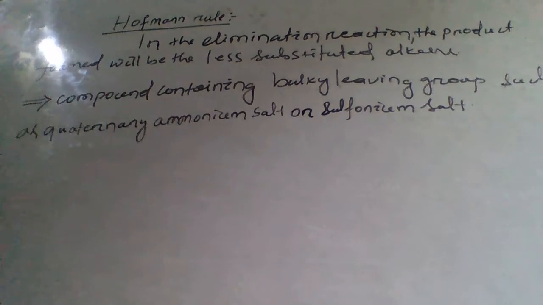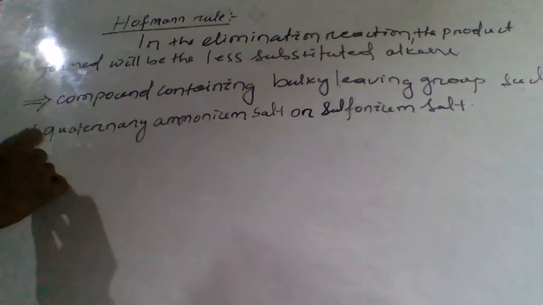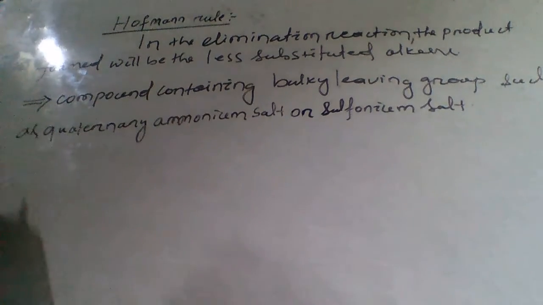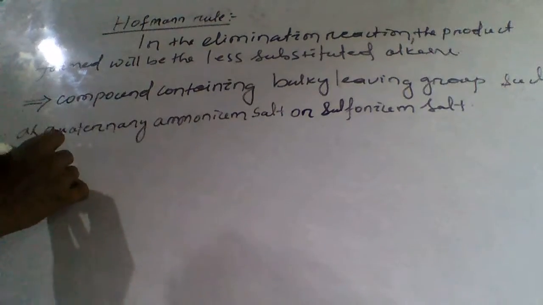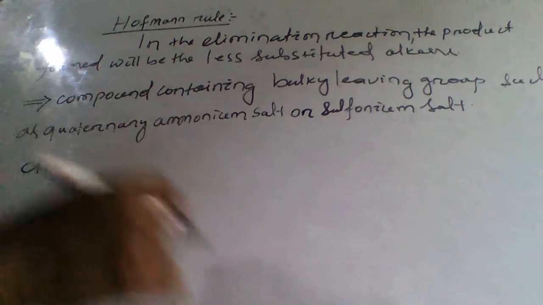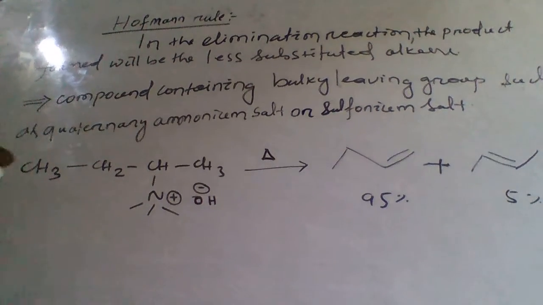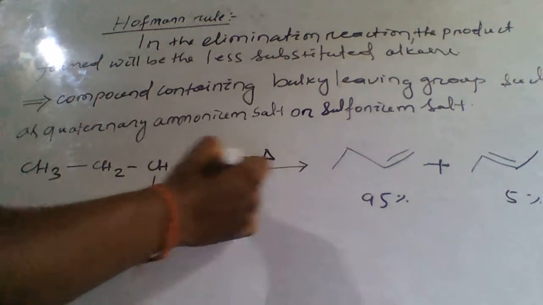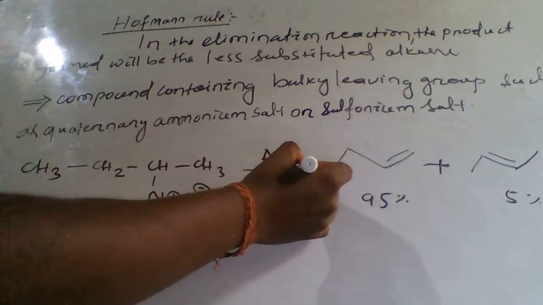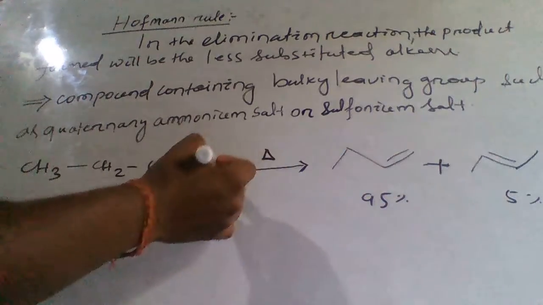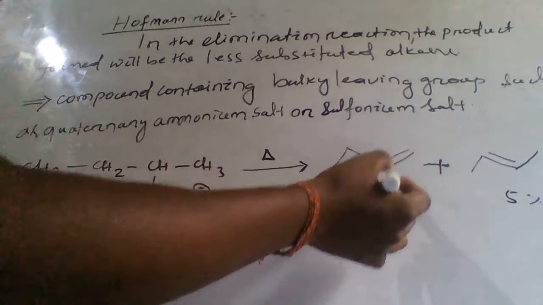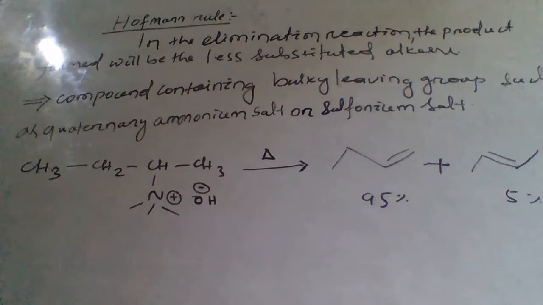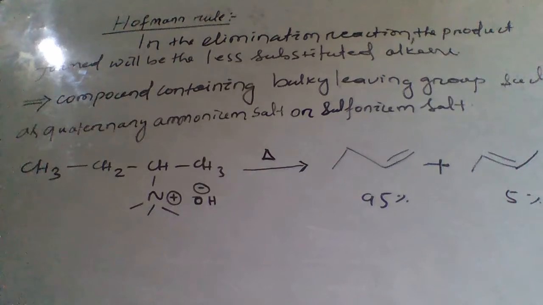Then we will see one example. Let's take an example. This is the ammonium salt, and when it is heated at high temperature, it will give this less substituted alkene. This is 95% less substituted alkene, and the more substituted alkene is only 5%.